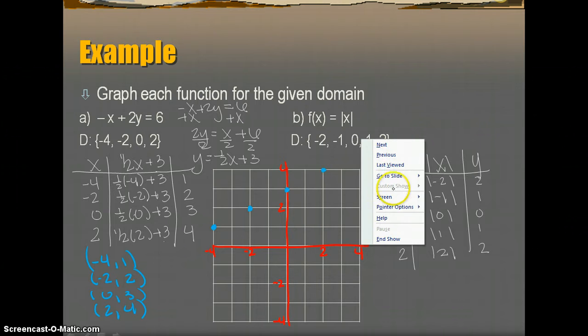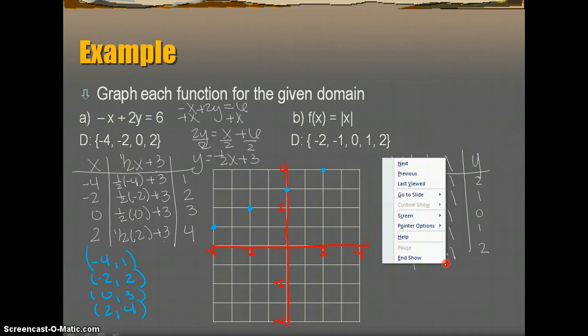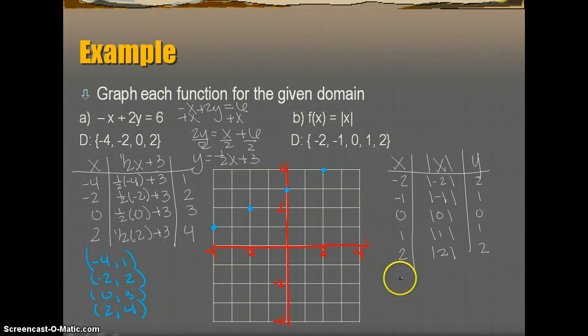For this graph, I'm going to go ahead and graph it in green. And our ordered pairs are negative 2, 2. Got a nice little overlap on that one. Negative 1, 1. 0, 0. 1, 1. And 2, 2.